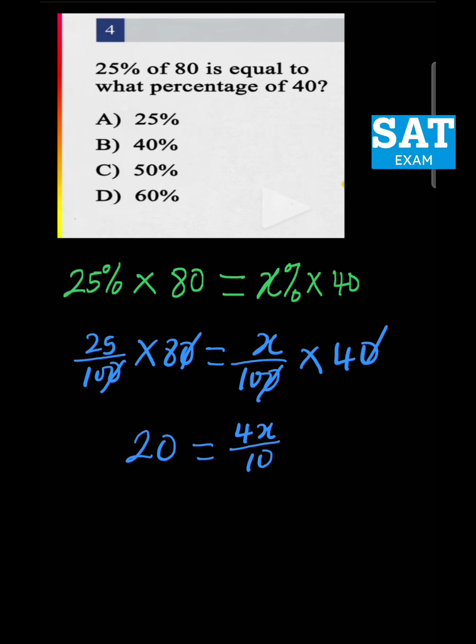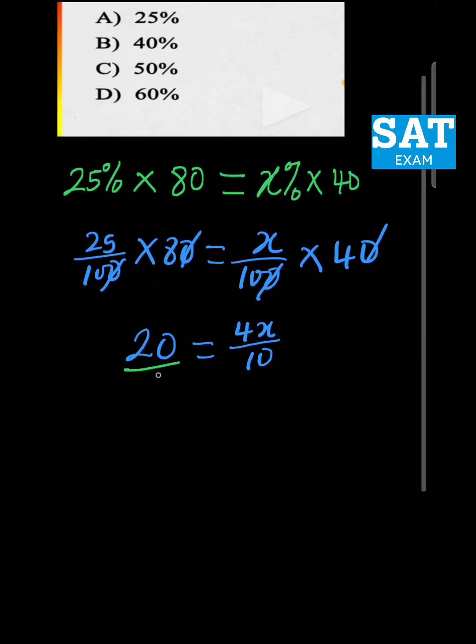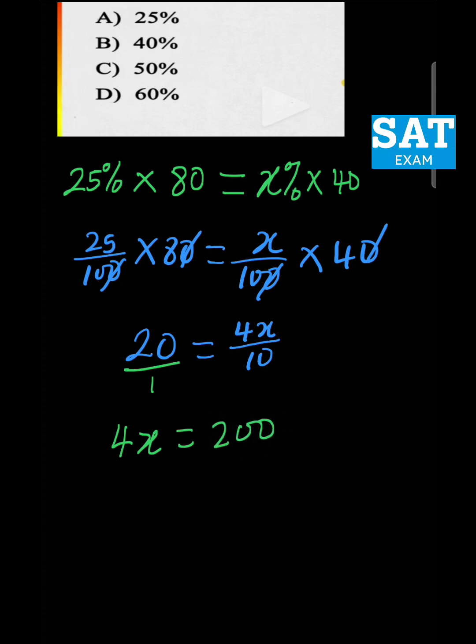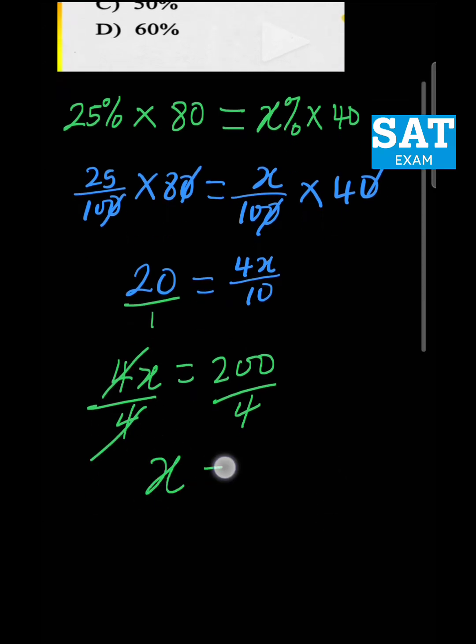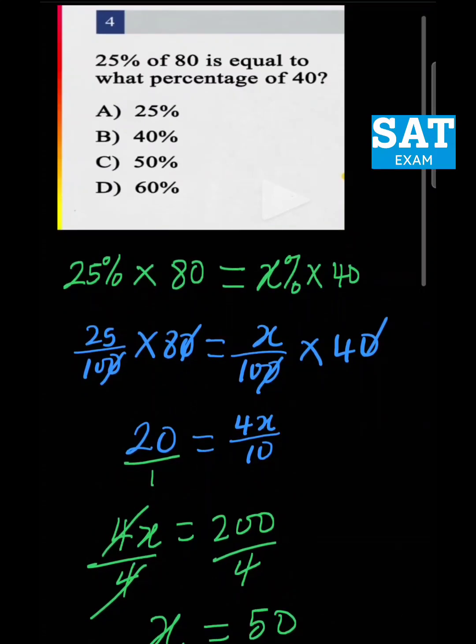So what are we going to do next? We are going to cross multiply. So this 20 can be written as 20 over 1. 1 multiplied by 4x is going to give us 4x, which is equal to 20 multiplied by 10, which is going to give us 200. Then what do we do? We divide both sides by the coefficient of x, which is 4. So the left hand side by 4, the right hand side by 4, so that this 4 is going to cancel this 4. Then we are left with x on the left hand side, which is equal to 200 divided by 4, which is going to be 50. So therefore the value of x from this equation is going to be 50%. So the correct answer is going to be option C.